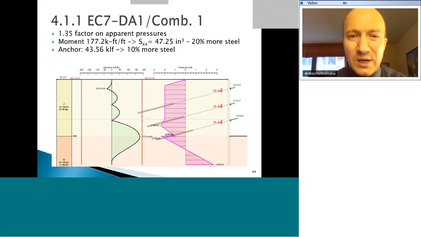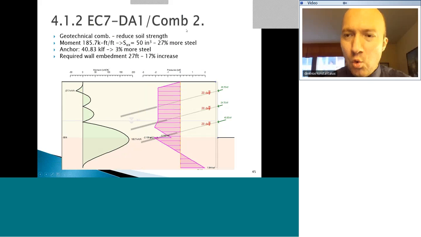So let's look into design approach 1, combination 1, 1.35 factor on apparent pressures. We're calculating our moments and section modulus, so that's 20% more steel compared to the allowable stress design, and just 10% more steel on the ground anchors.